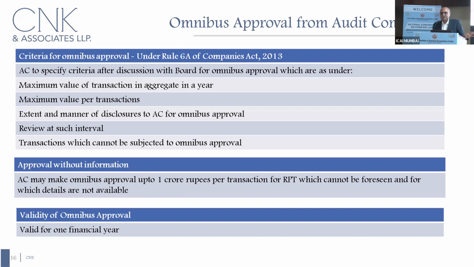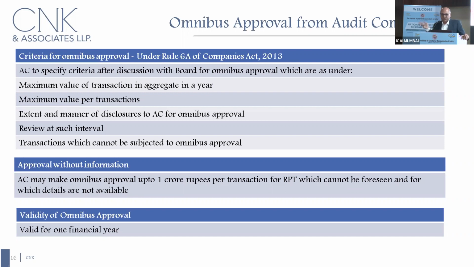Okay. All omnibus approvals are valid only for 1 year. You have to do it again every year. And the audit committee may make omnibus approval up to 1 crore, which cannot be foreseen and for which details are not available. So what that means is, the provisions say that if I am, say, paying rent to someone in my sister concern or a related party, I have to say that during the next year, I will pay rent of say 25 lakhs, and that's the omnibus approval. Say my rent is 2 lakhs per month, so I take omnibus approval of 25 lakhs. However, there could be transactions with a related party which I cannot envisage in advance.